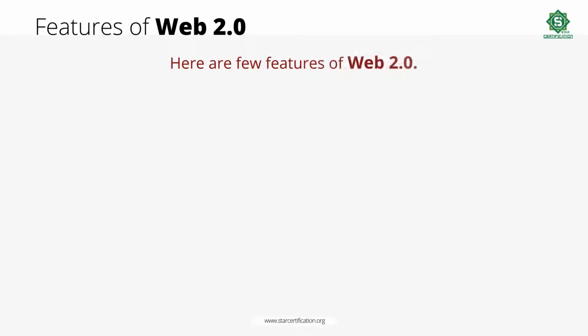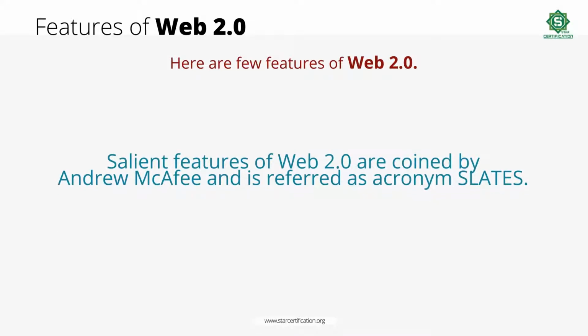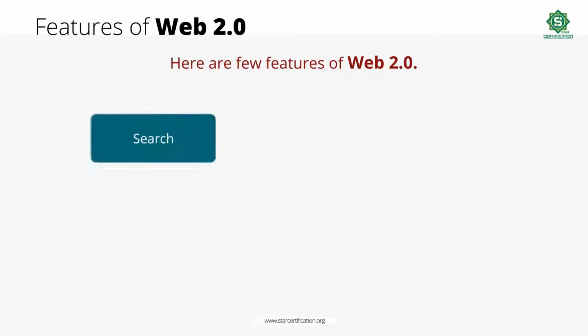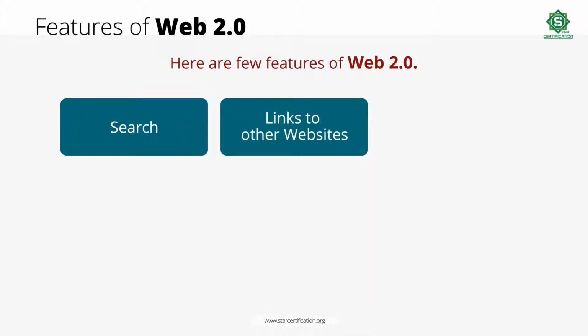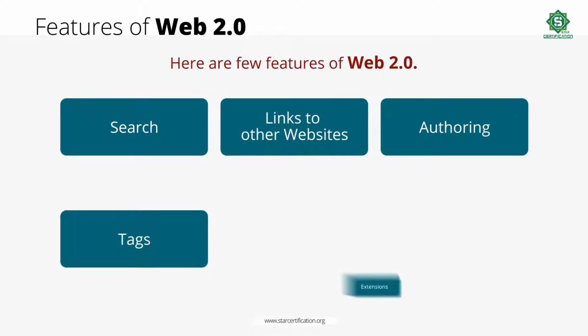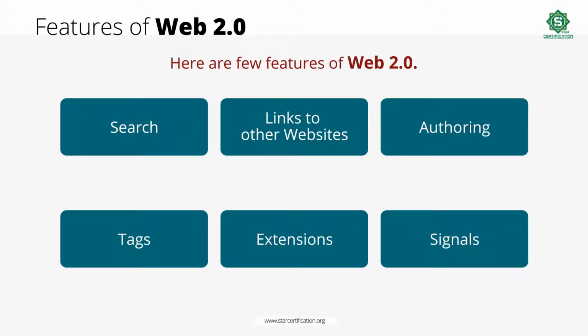Here are a few features of Web version 2.0. The salient features of Web version 2.0 were coined by Andrew McAfee and are referred to by the acronym SLATES. They are search, links to other websites, authoring, tags, extensions, signals.